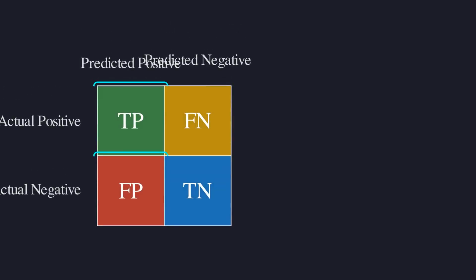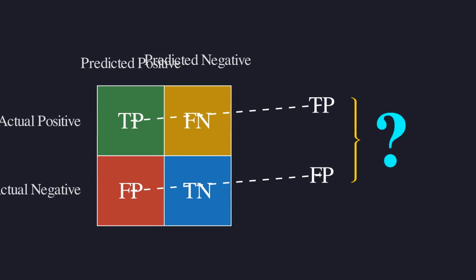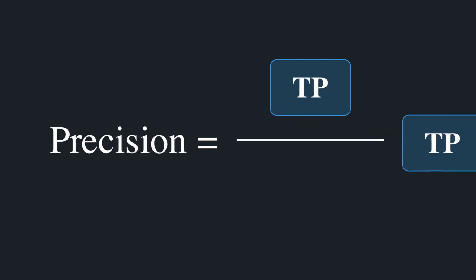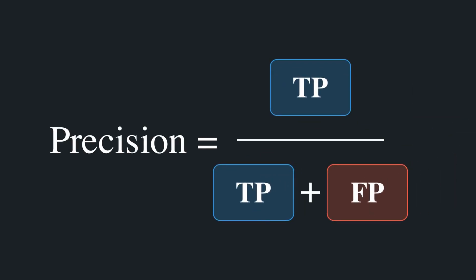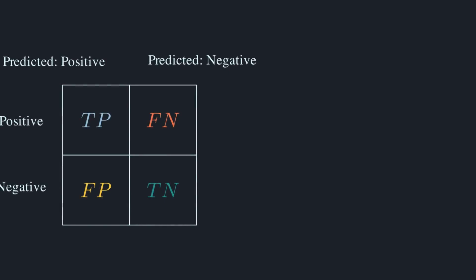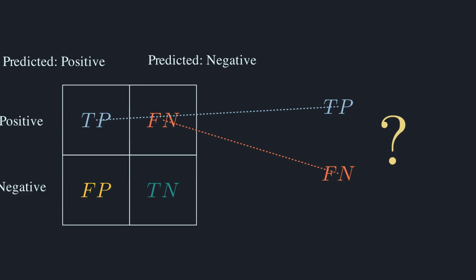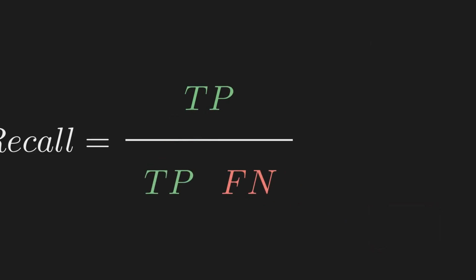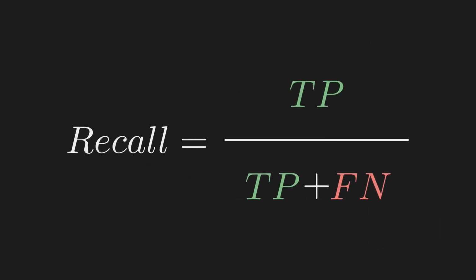Precision asks a simple question: of all the positive predictions we made, how many were actually correct? The formula for precision is true positives divided by the sum of true positives and false positives. Recall, on the other hand, asks, of all the actual positive cases in the data, how many did our model find? Recall is calculated as true positives divided by the sum of true positives and false negatives.